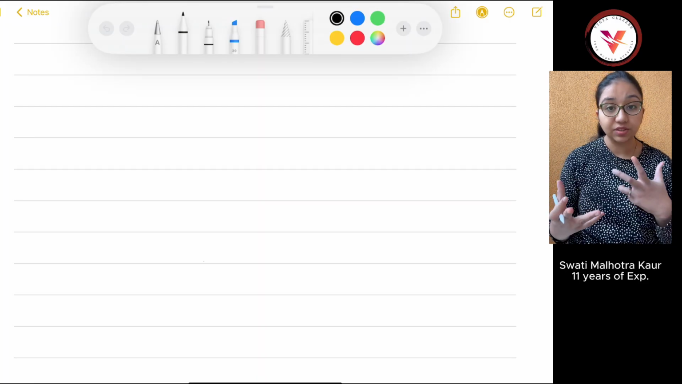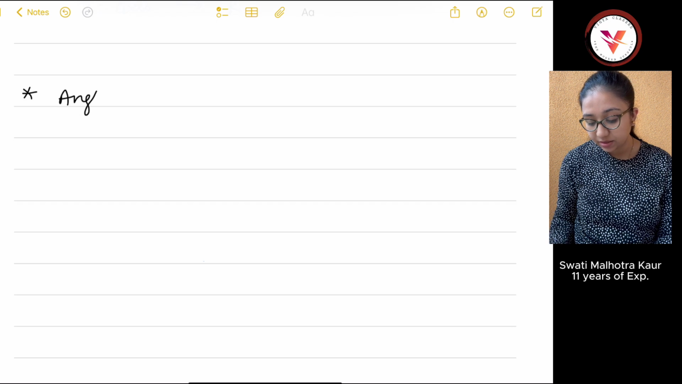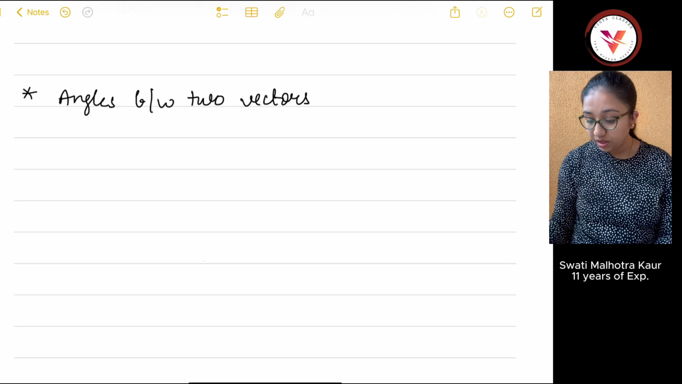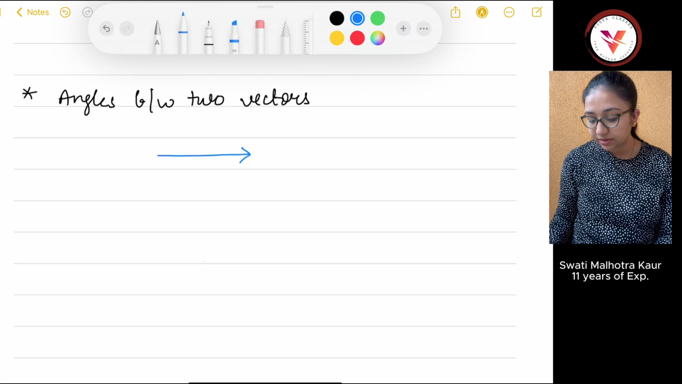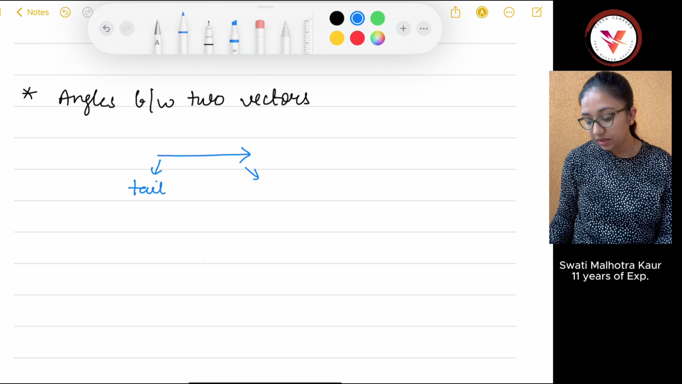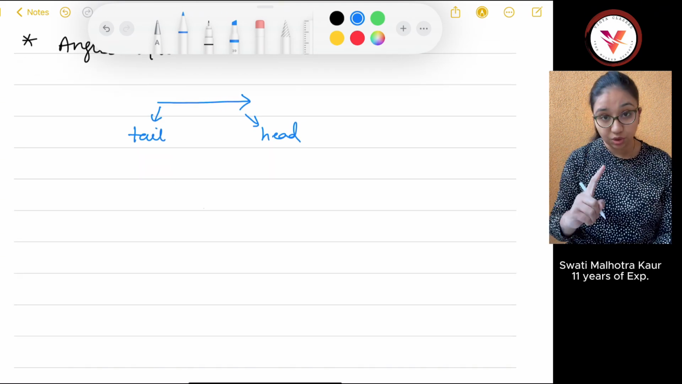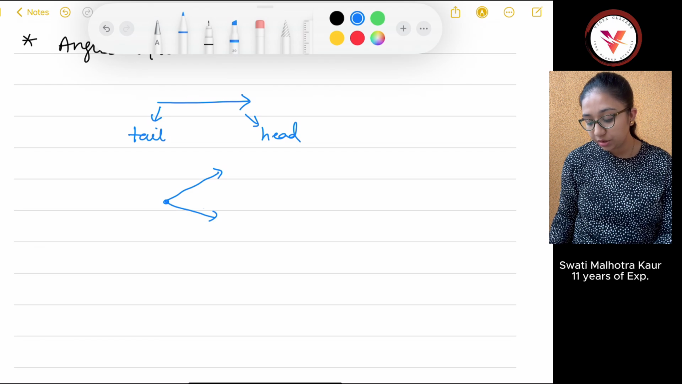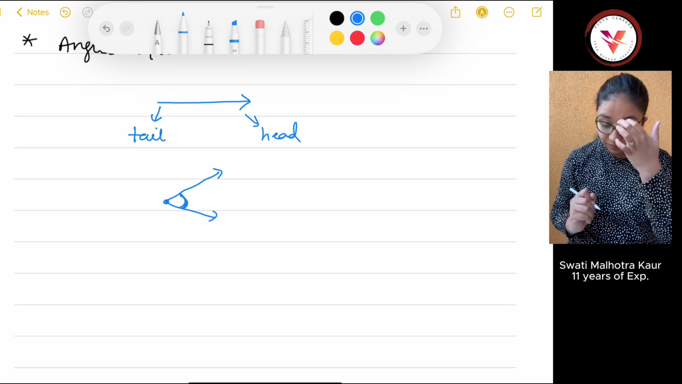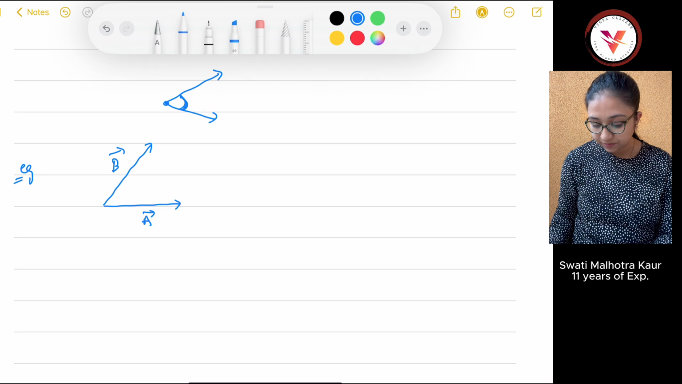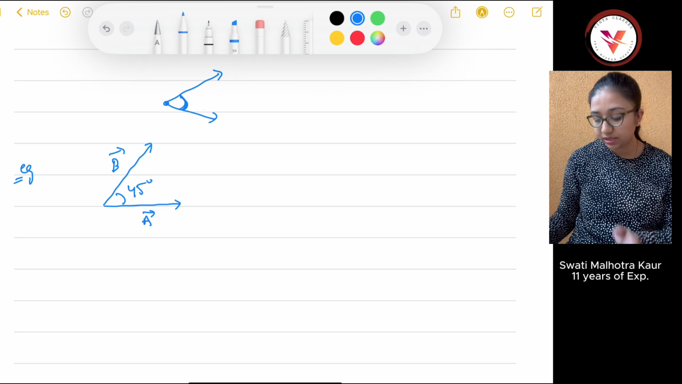Before we start with addition and subtraction, let's first understand the angle between two vectors. In our last video, I told you that a vector is denoted by this. This is its tail and this is its head. For the angle between two vectors, their tails should meet, and whatever the angle between them is, that is the angle. For example, if one vector is A and the other is B, and the angle between them is 45 degrees, then the angle is 45 degrees.